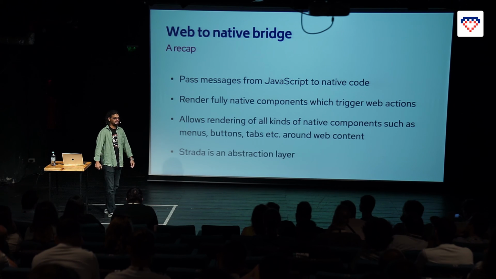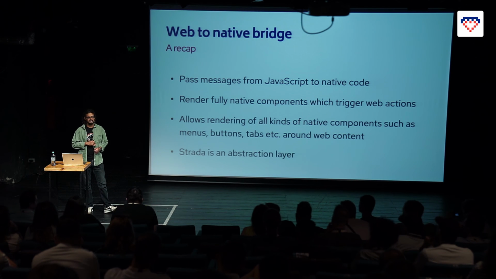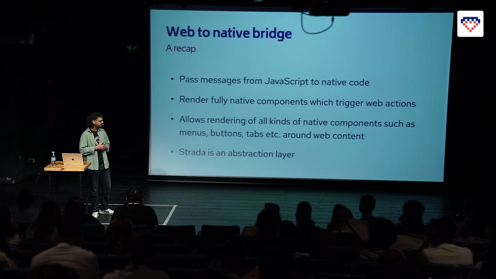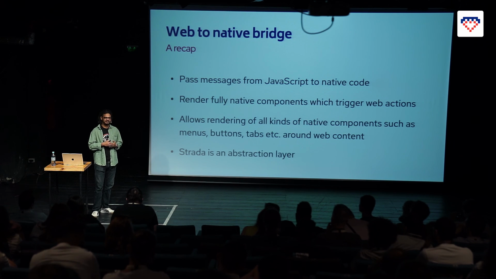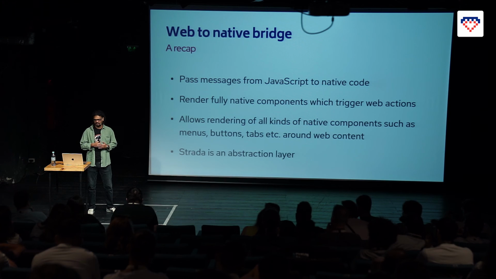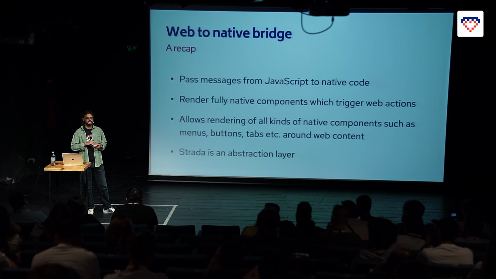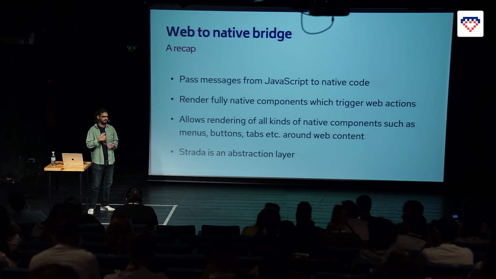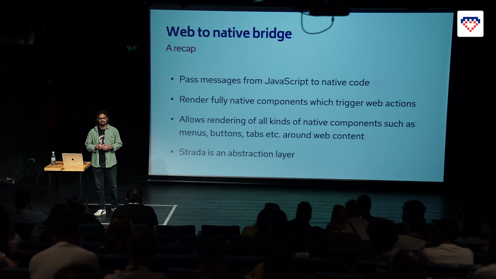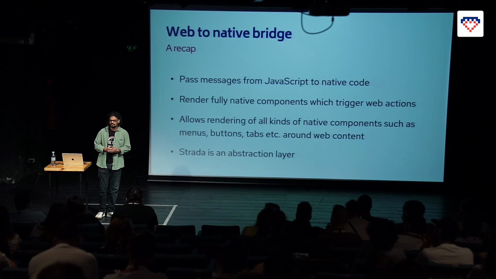Strata is just a thin abstraction layer on top of this. It standardizes a lot of stuff around these messages being passed, certain kinds of components that can be rendered and stuff like that. It just makes a lot of the stuff less fiddly. I haven't had a chance to dig into it too deeply yet, but I think it's good to understand how this bridge works, because I think very often we'll find ourselves going down a level to the bridge to just do some advanced stuff, maybe stuff that Strata doesn't support or may not support.